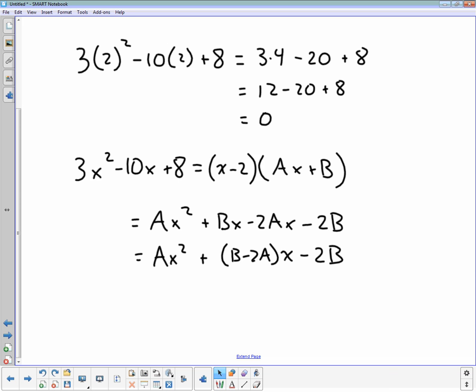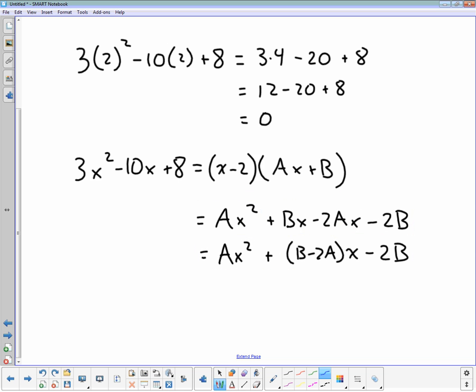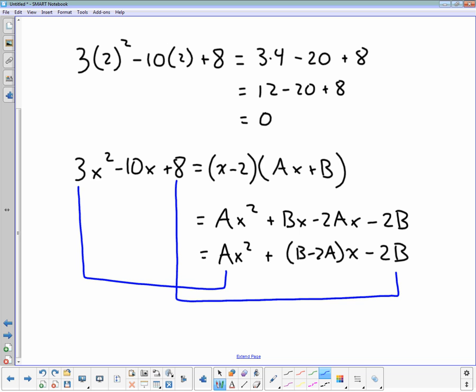So the 3 must equate to the A, and the 8 must equate to negative 2B. So that's how I can find him. It's a heck of a lot nicer than trying to do division once you know what you're doing, especially for a quadratic. It becomes a quick and simple little nothing.